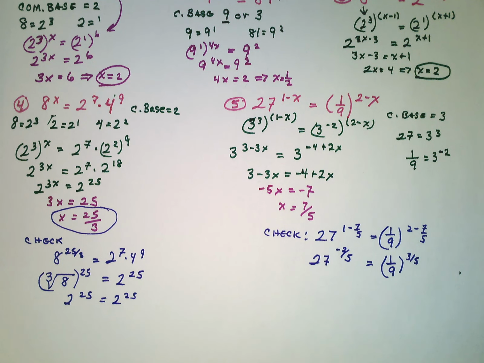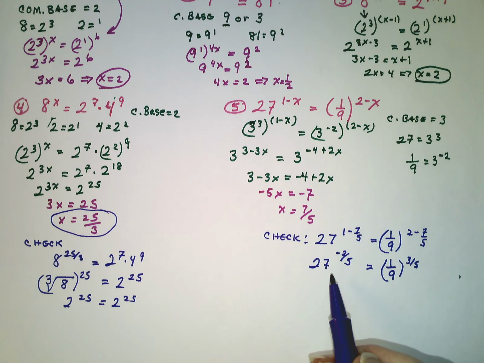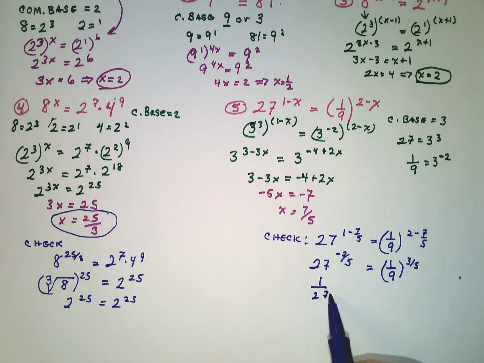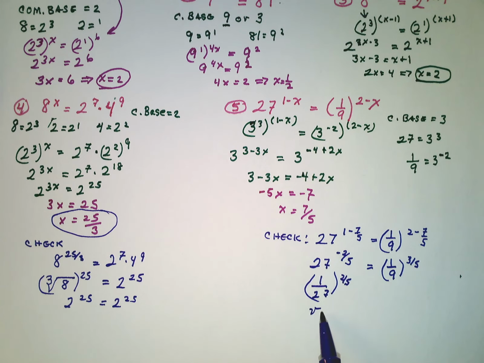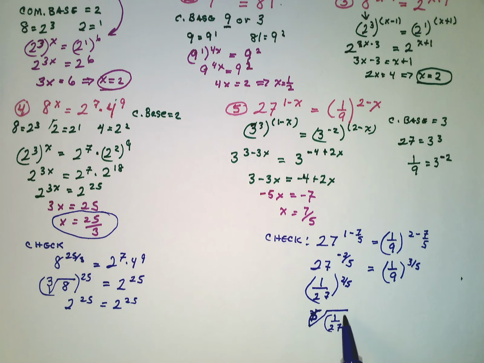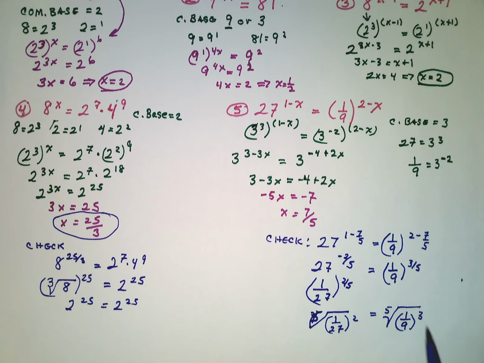Oh, yes. Wow. So this is going to be 1/27 to the positive 2/5. So that's the 5th root. Whoa. The 5th root of 1/27 squared is supposed to equal the 5th root of 1/9 cubed.